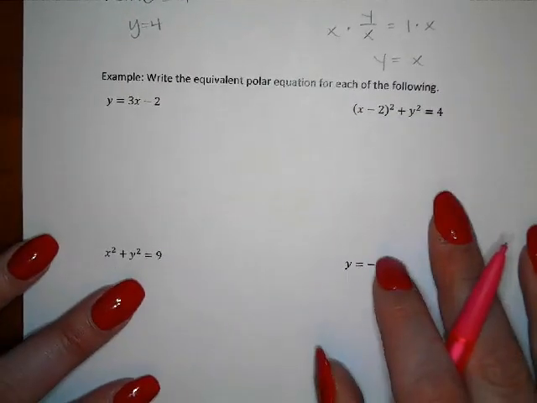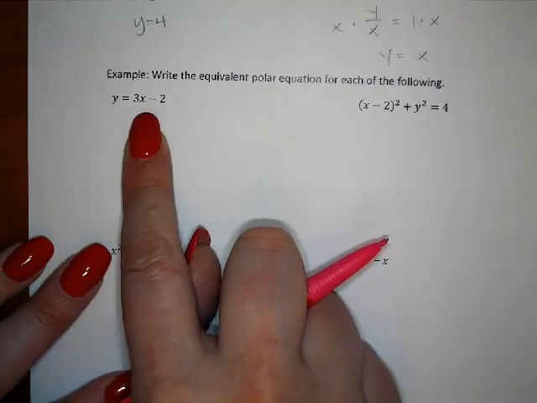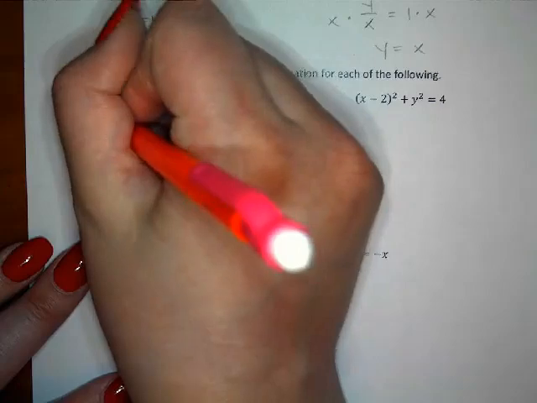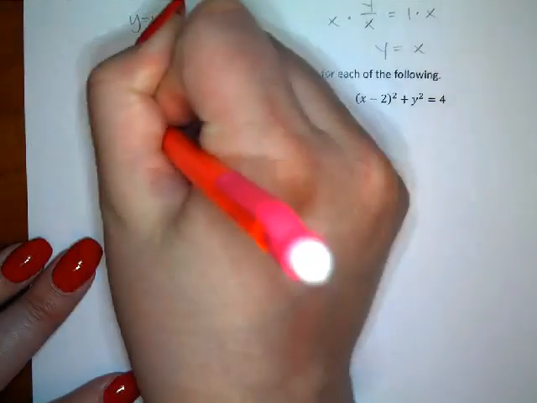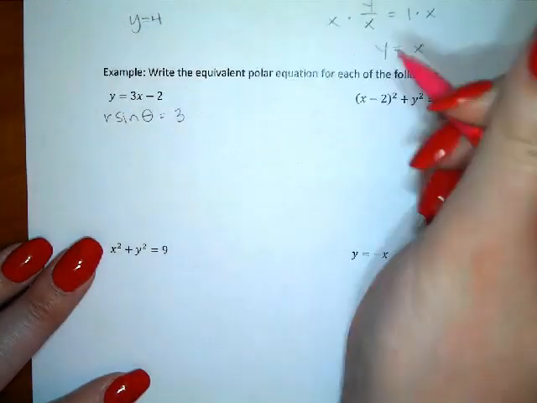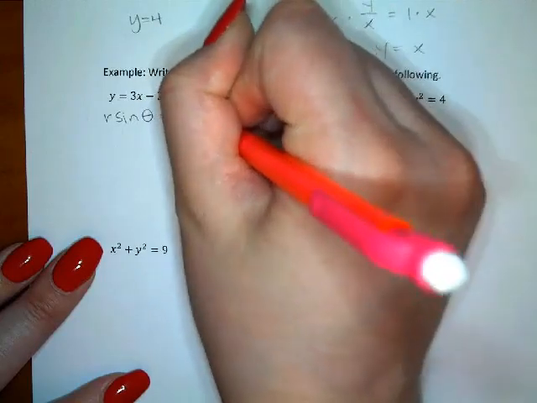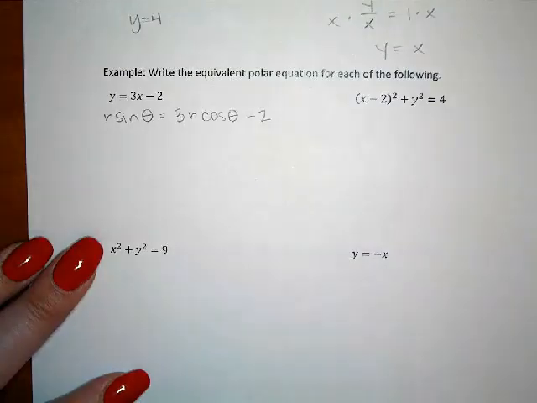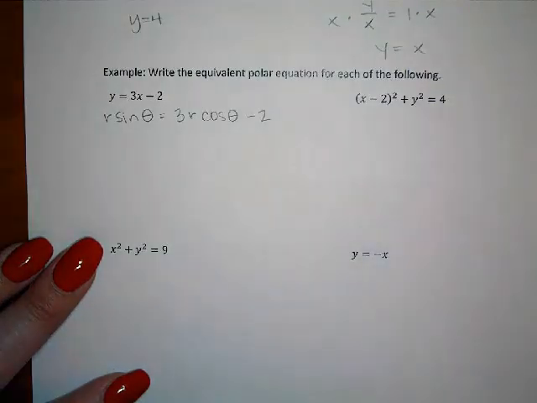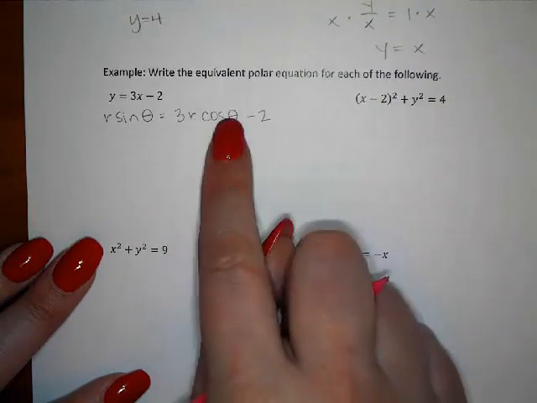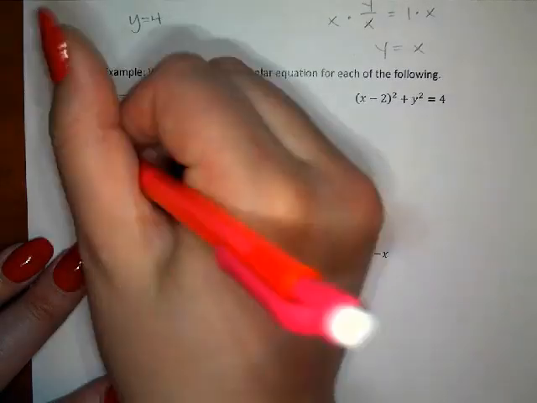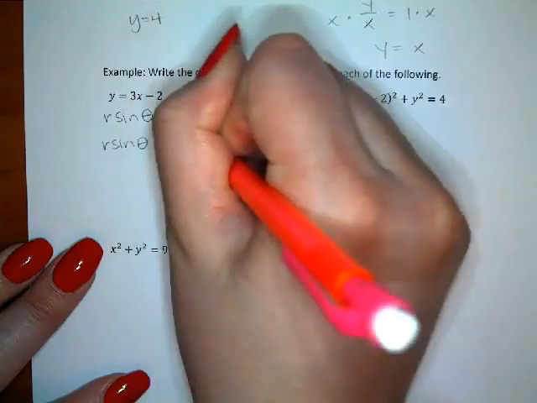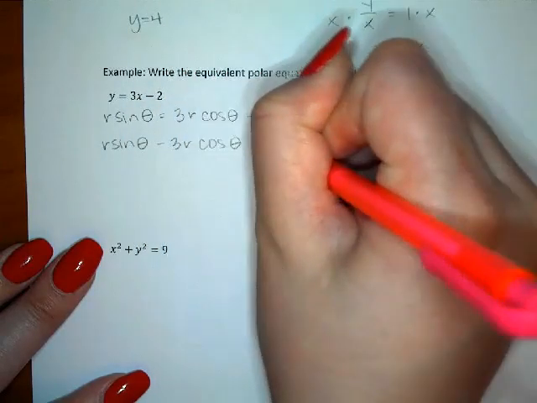All right, for this first one, y equals 3x minus 2. I'm going to take the y and replace it with r sine theta, and write the 3. I'm going to take the x and replace it with r cos theta, and then write the minus 2. Since I want the r to be isolated on the left side, I'm going to take this term and subtract it over to the left side. So I'm going to have r sine theta minus 3r cos theta equals negative 2 on the right side.